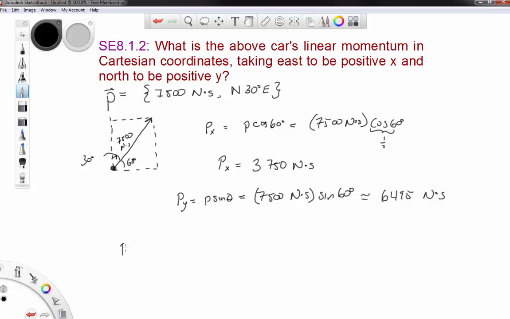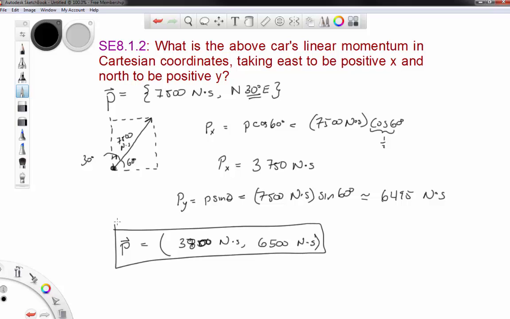So in Cartesian coordinates, therefore, the momentum might be expressed as 3,750 Newton seconds, comma, 6,500 Newton seconds, under the assumption that we have three significant figures. And in fact, since we have really two significant figures, this one right here probably should be written as 3,800. So that's what our momentum is going to be in Cartesian coordinates.